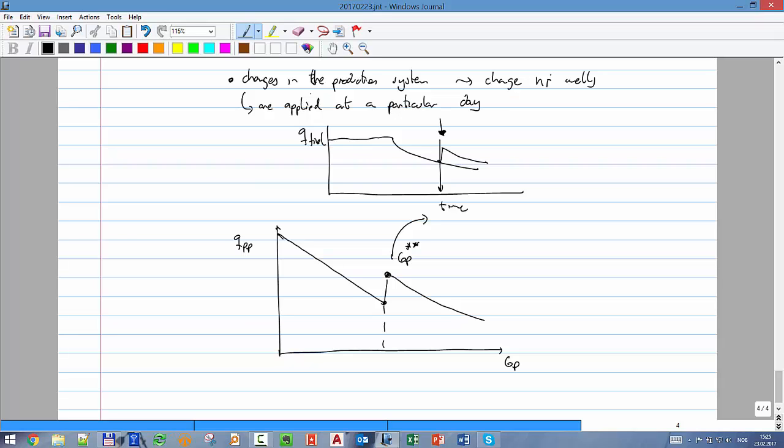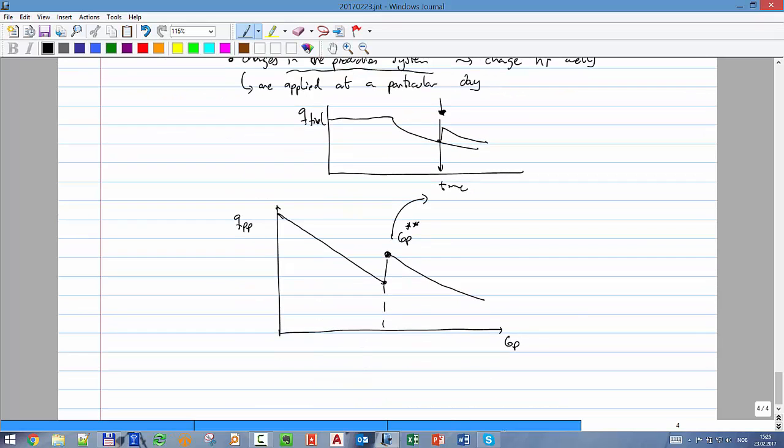If I have a change in the production system, then I have to convert from time to GP, and that's not simple all the time. Okay. What is the other? What could be another limitation?